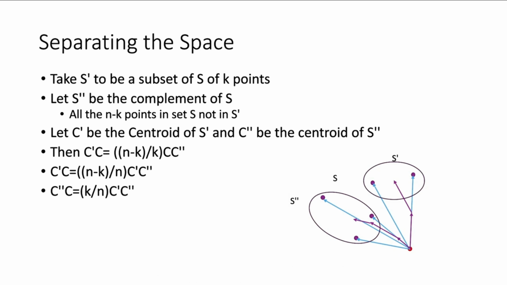From there the vector from C prime to C will be equal to the vector from C to C double prime multiplied by the scalar n minus k over k, which means that C prime C will also be equal to n minus k over n times C prime C double prime, and that C double prime C will be equal to k over n times C prime C double prime.